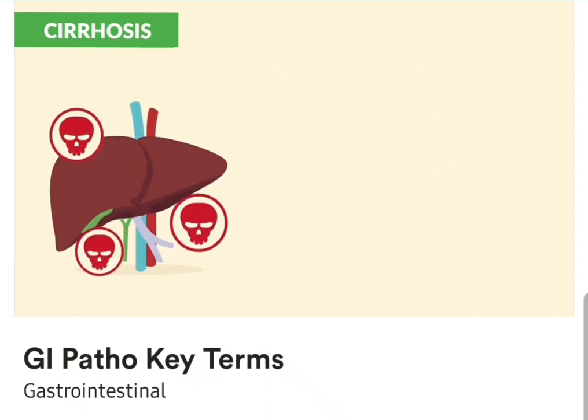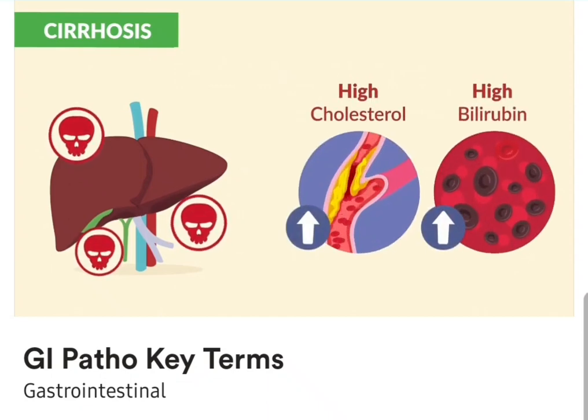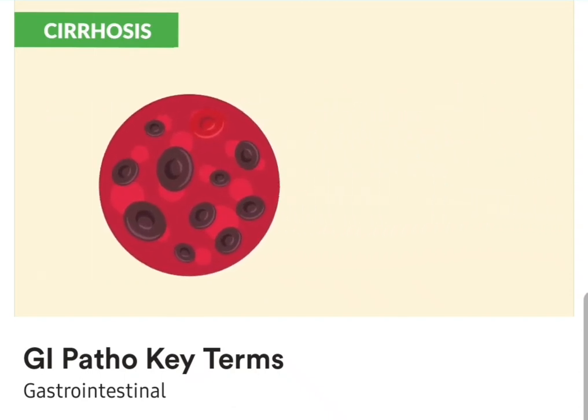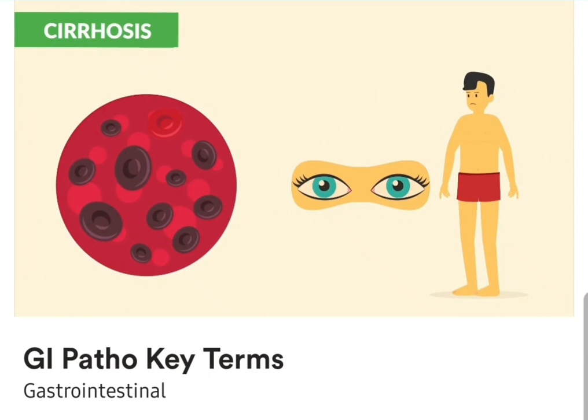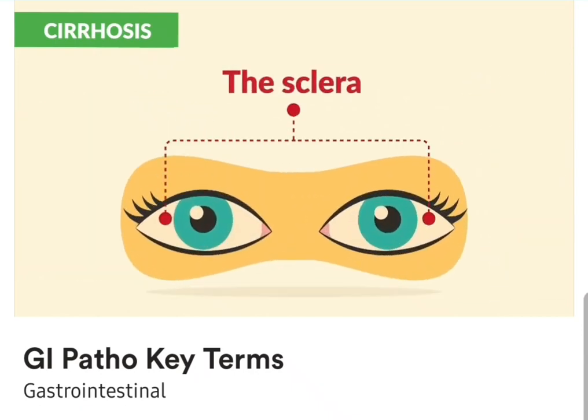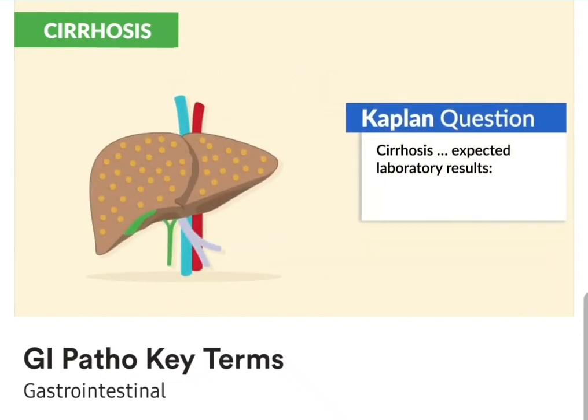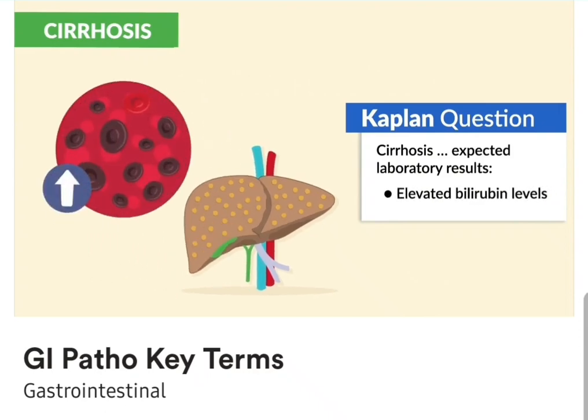So when the liver fails, we get a buildup of both high cholesterol and high bilirubin, and bilirubin turns the body jaundice, making the entire body yellow. So we get yellow skin, yellow eyes, specifically the white part of the eye, called the sclera. So Kaplan mentions cirrhosis. Expected laboratory results is elevated bilirubin.